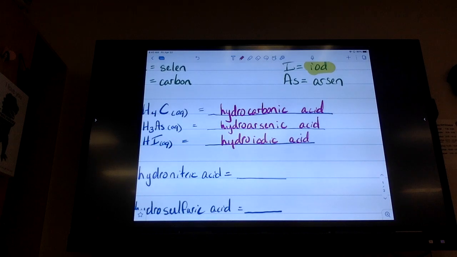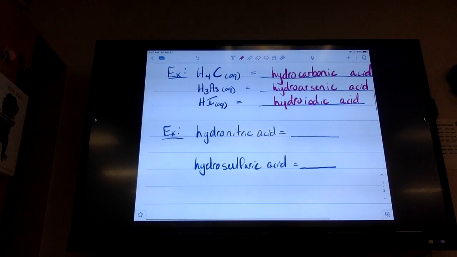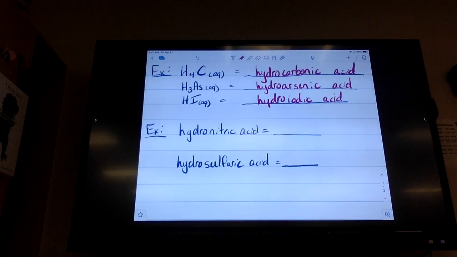All right, so that's not that bad, right? And it's really not that bad. Any individual piece of this is not that bad. It's only when you put it together that it gets confusing. So let's do these. Hydronitric and hydrosulfuric acid.